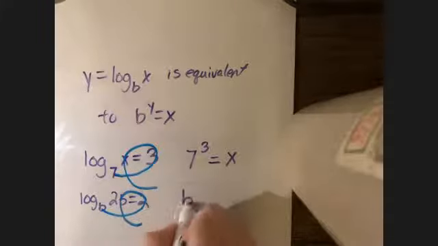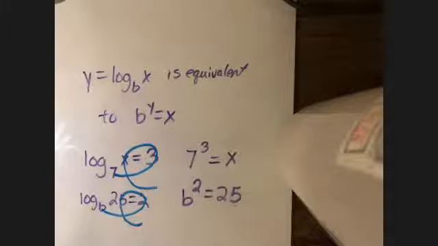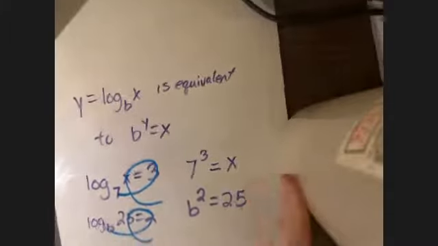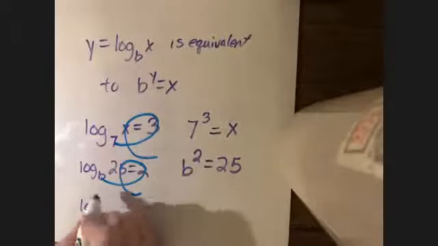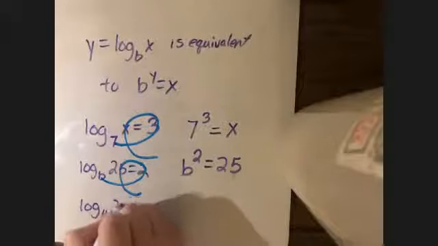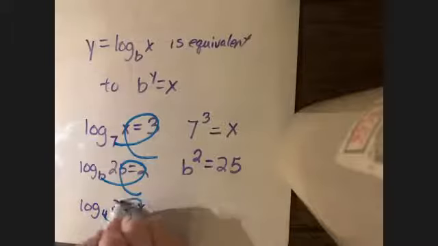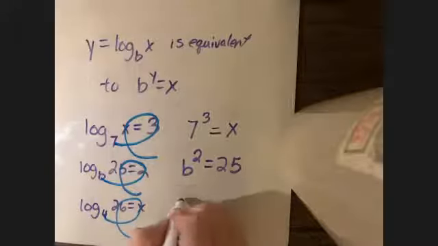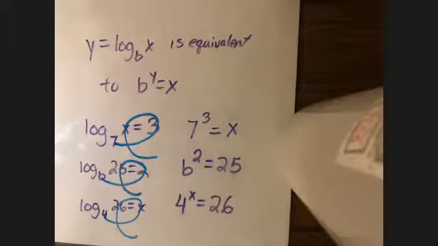And I have b squared equals 25. Now, you may be starting to get the idea here that in its log format, it is not very conducive to being able to solve. However, when I switch it over to its other format, it becomes a little bit easier, guys.